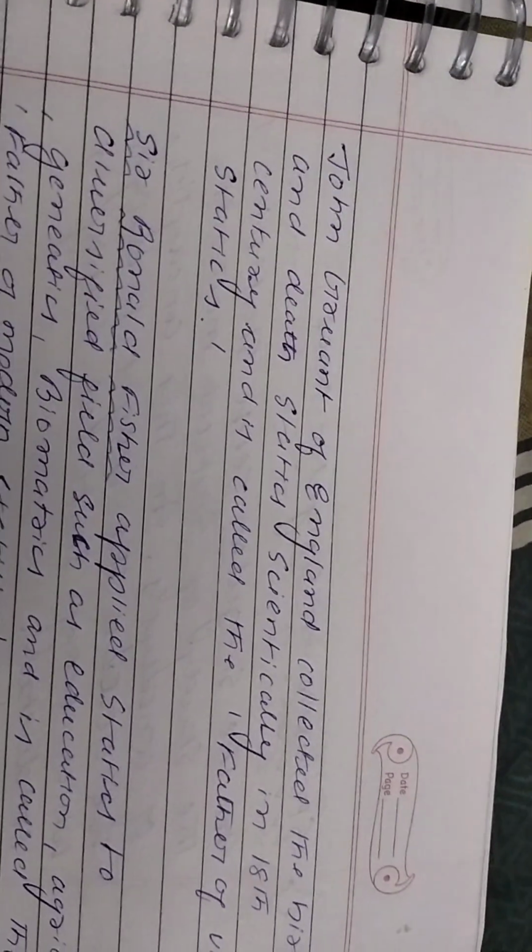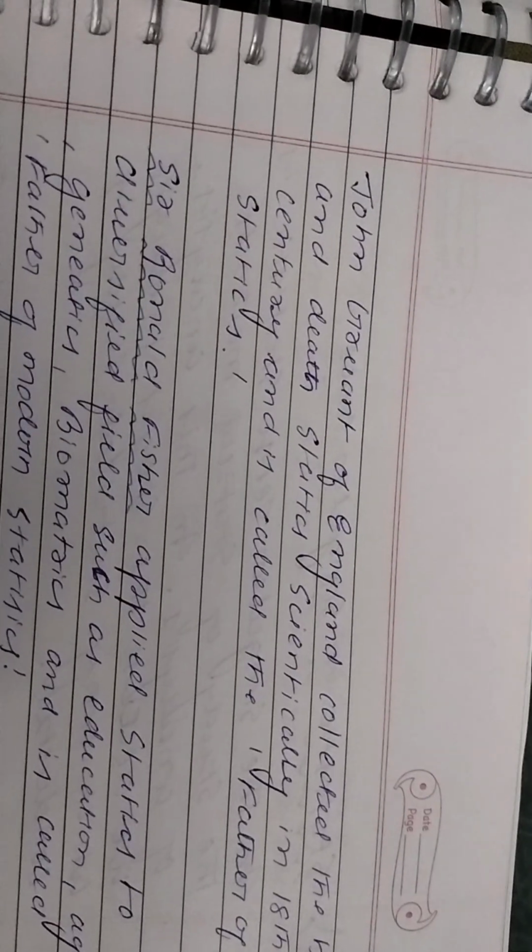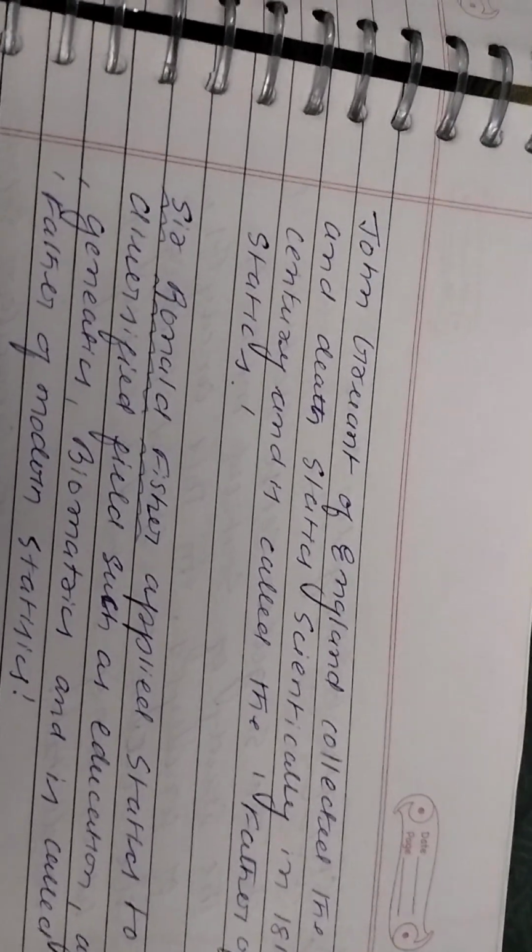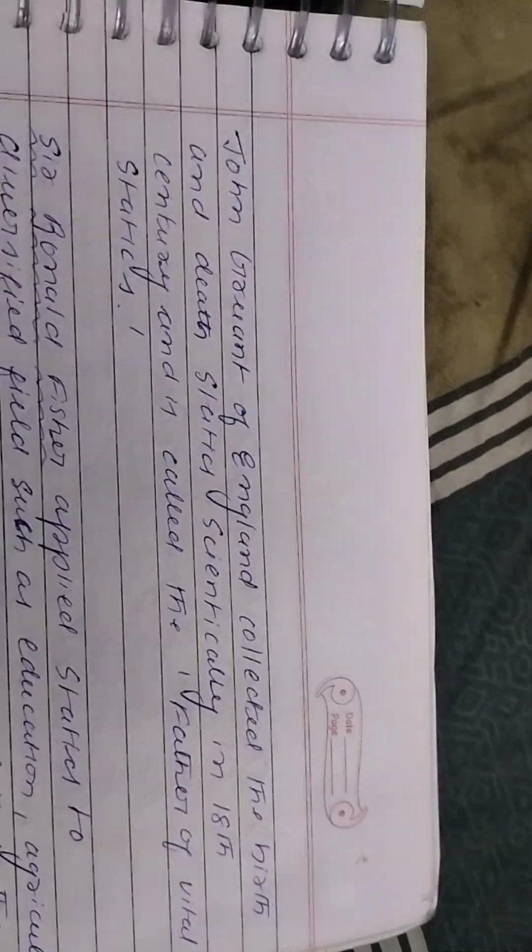So why is this called vital? Birth and death are very vital, very important things, so that is why. He used this concept of statistics for vital things like birth rate and death rate, and that is the reason he is called the father of vital statistics.